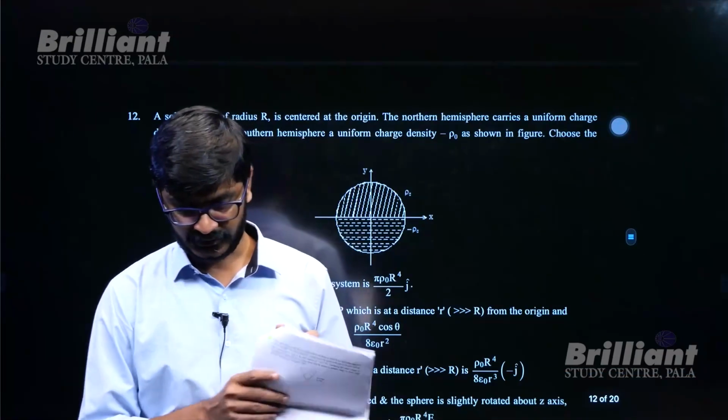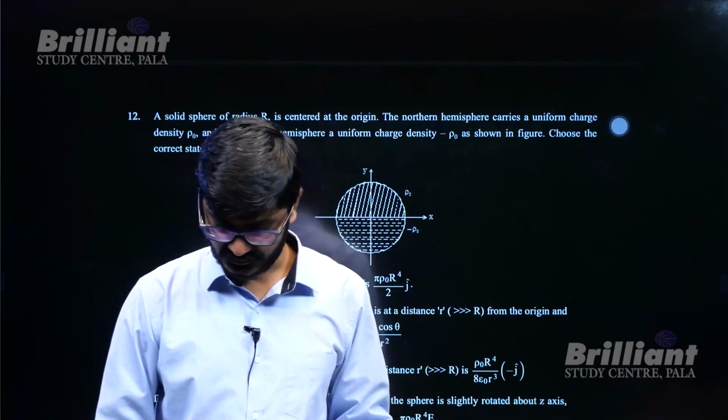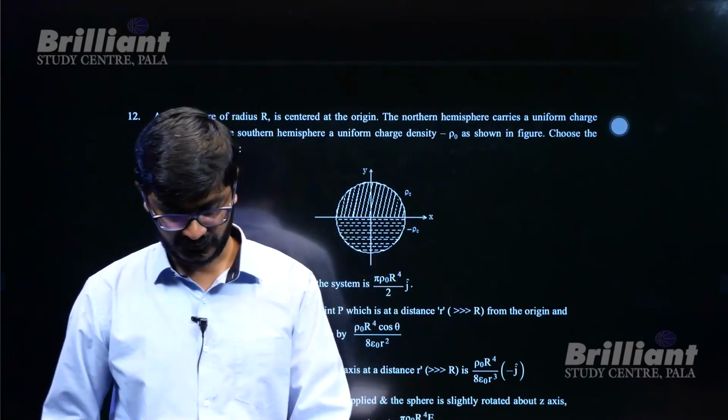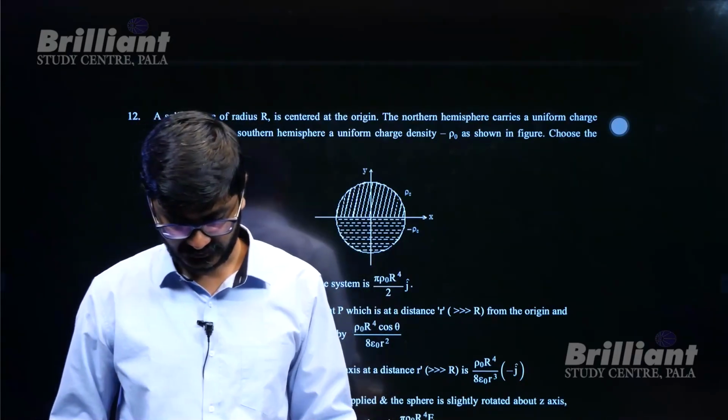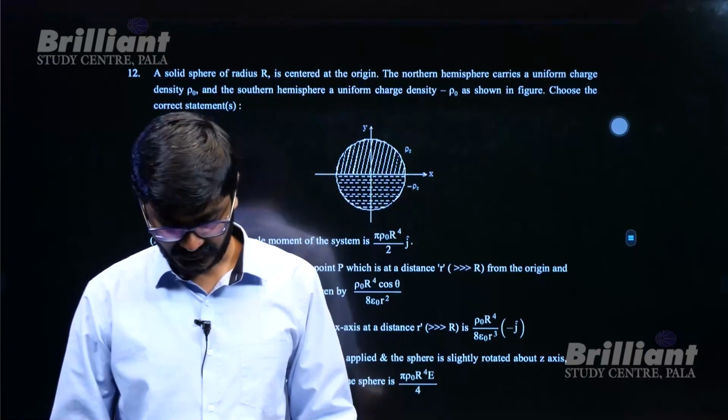In the next question, a solid sphere of radius r is centered at the origin. The northern hemisphere carries uniform charge density rho naught and the southern hemisphere minus rho naught. Choose the correct statements.